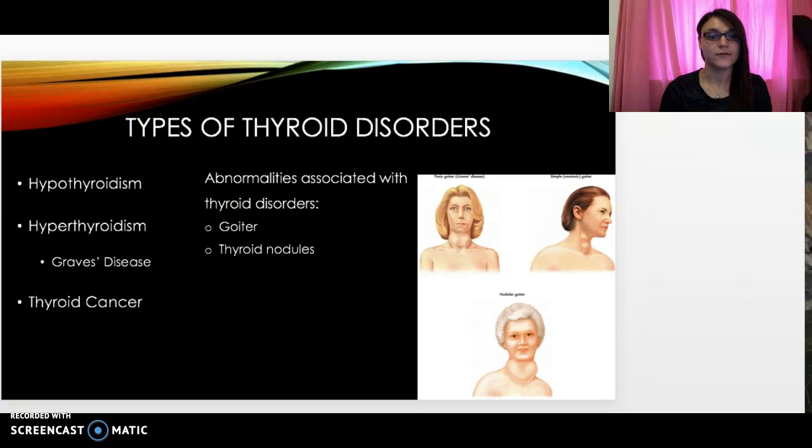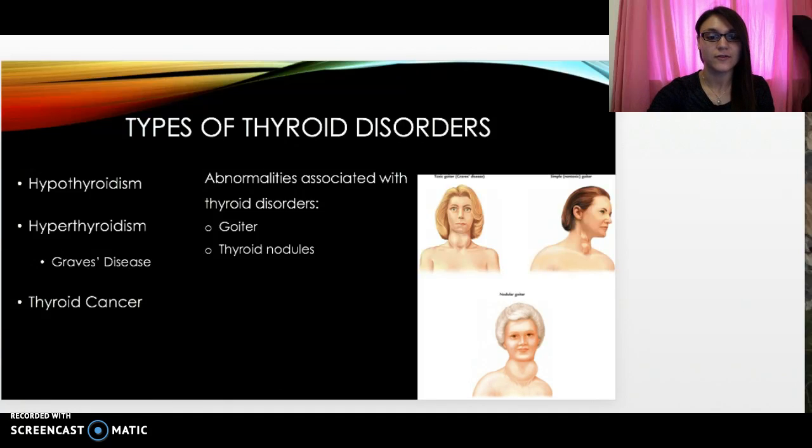Types of thyroid disorders include hypothyroidism, hyperthyroidism, which is where you can see Graves' disease, and then thyroid cancers. A family history of thyroid disorders can increase your risk of developing one. Abnormalities associated with thyroid disorders include goiters and thyroid nodules.